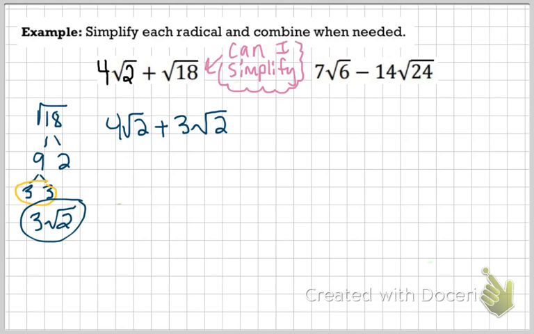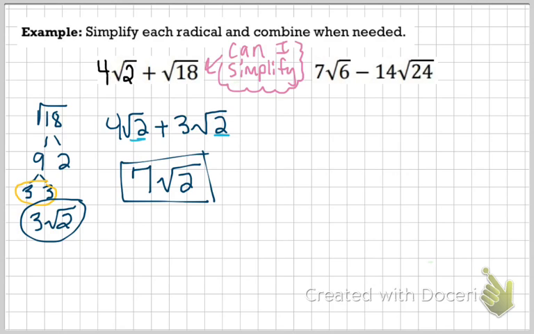By doing that, now we have that, guess what? Radicands are identical, so we can go ahead and add. 4 plus 3 would give us a 7. So in your mind, you should be able to do 7 square root of 2, add the 4 and the 3, and this would be our simplified answer.